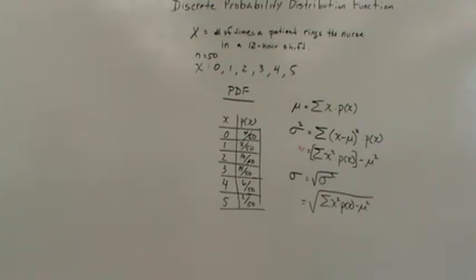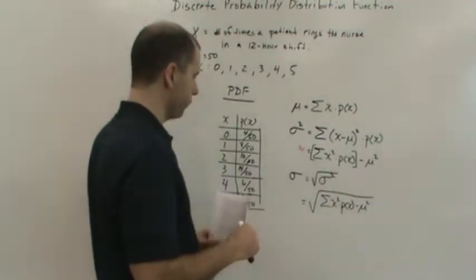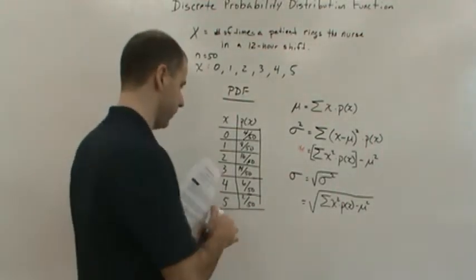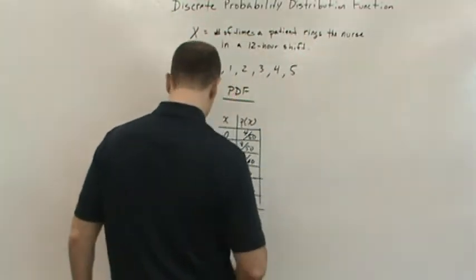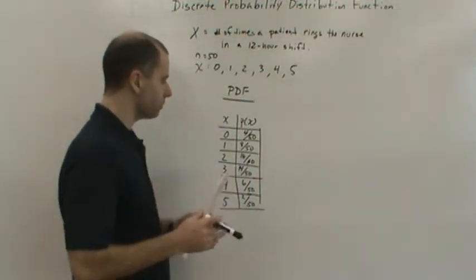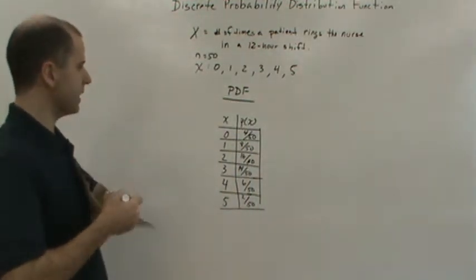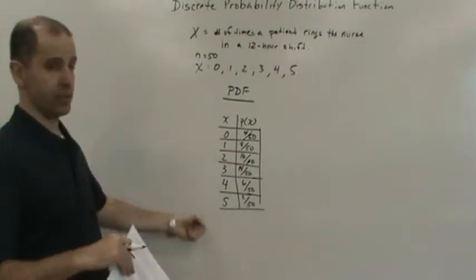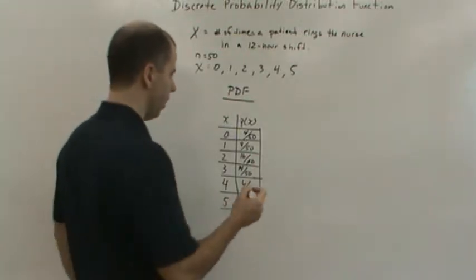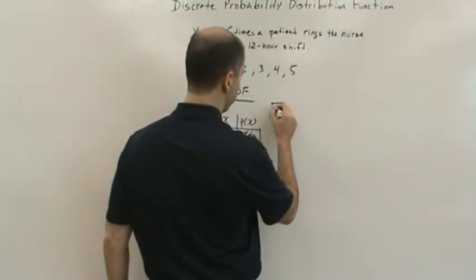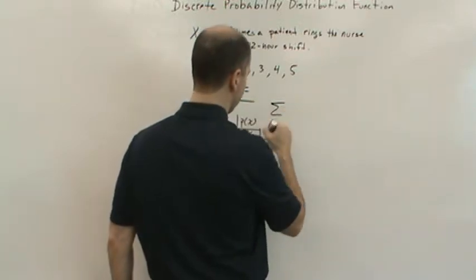So let's do it. Now, let's calculate the mean and the standard deviation for all of these, okay? So I'm going to erase these, and I'm going to just use the formulas to calculate each of those parameters. So now, using this PDF, let's calculate the average number of times that a patient rings the bell for the nurse. Okay, so all we're going to do is apply this formula.